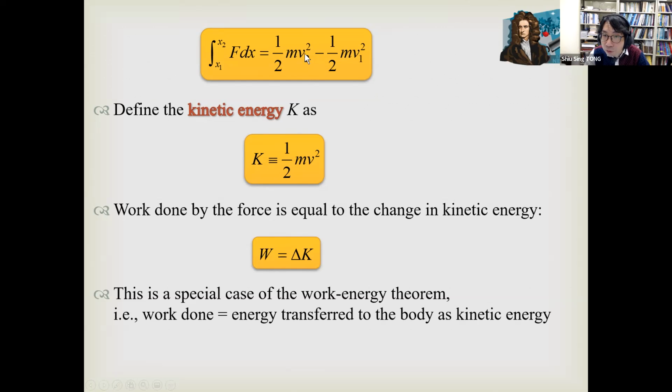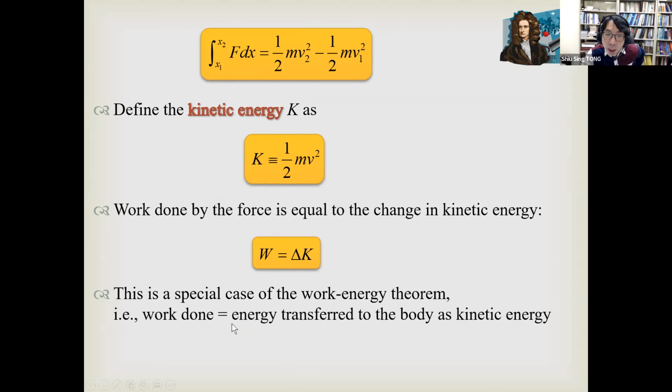So this is the final kinetic energy, half m v2 squared, minus the initial kinetic energy. So I can rewrite this equation as the work done being equal to the change in kinetic energy. I deliver some energy to the system by the work, and it goes to the kinetic energy increase. Okay. So this is again a special case of the work-energy theorem.